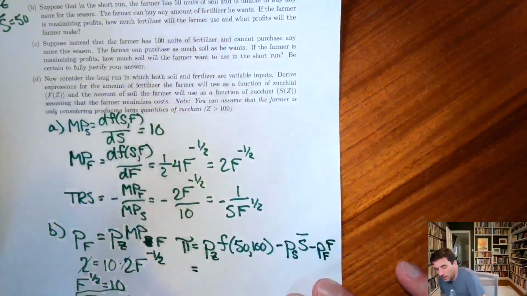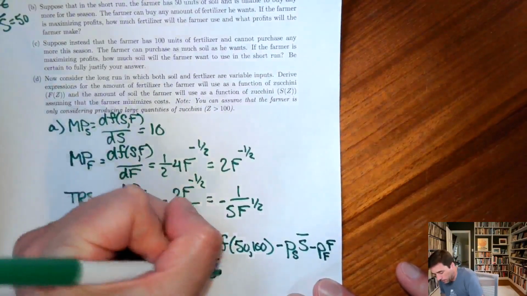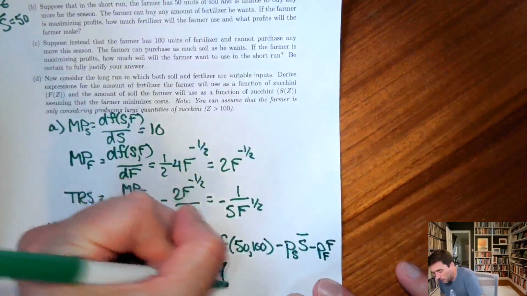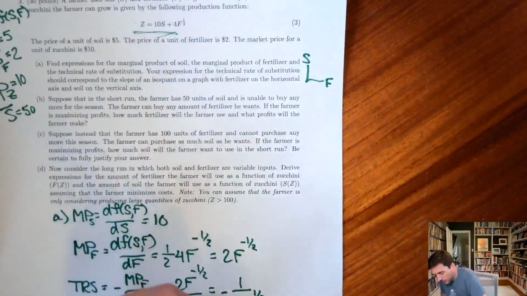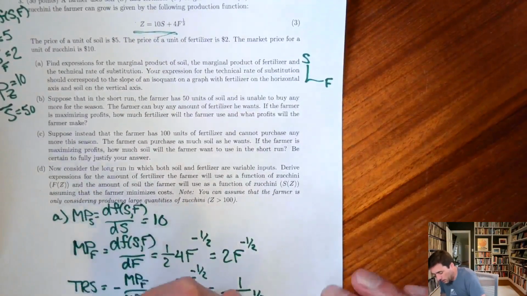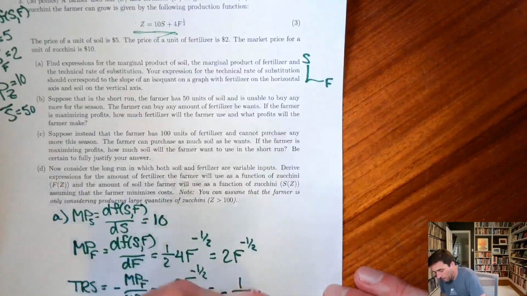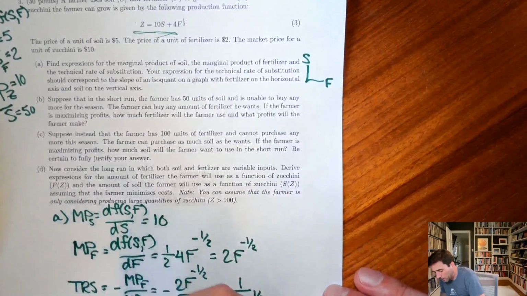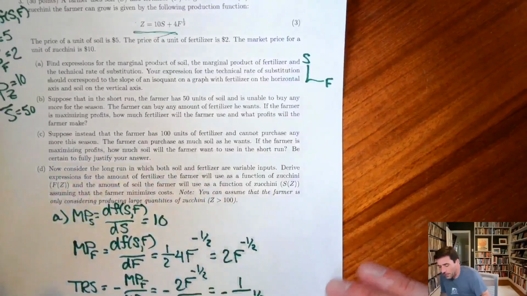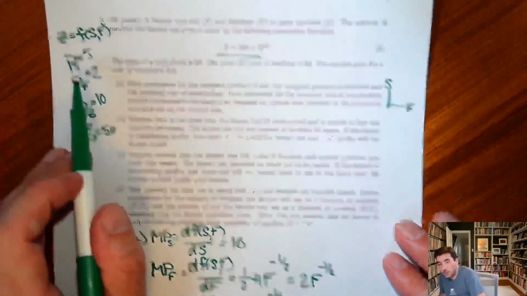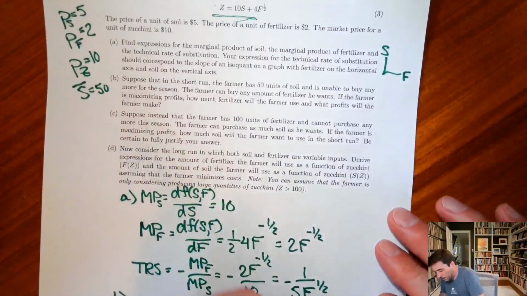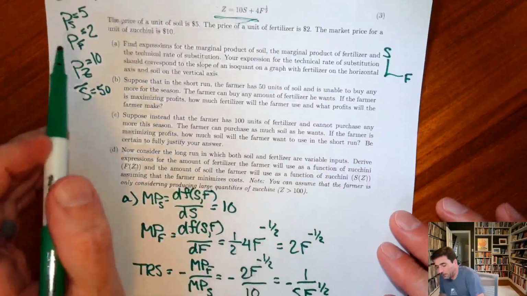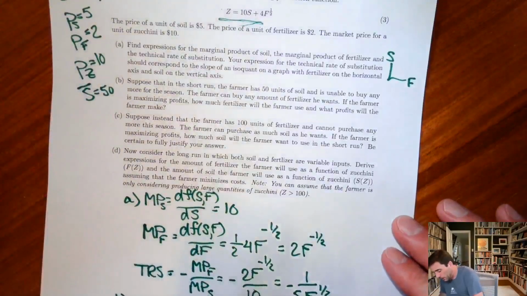So plugging in numbers for everything here, we got the price of zucchini was 10. We've got our production function. It's way back up at the top. It's 10 times S, so 10 times 50, plus 4 times F to the 1/2, so 4 times 100 to the 1/2. And then our price of soil, we go way back up here, was 5. Our units of soil is 50, so it's going to be minus 5 times 50, minus our price of fertilizer was 2, and we're using 100 units, so minus 2 times 100.